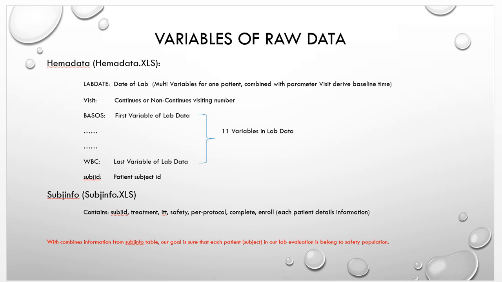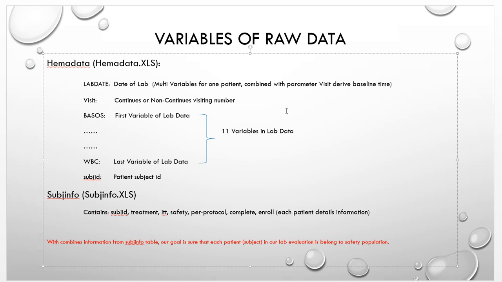In this example of SAS coding, I need to load the raw hematology data. Here it is called the hema data, an XML file and an XLS Excel version, with 14 columns. The first column is the lab date, which records multiple visits for one patient in a clinical study, and combined with a visit numeric number, we can get the baseline value for each lab parameter.